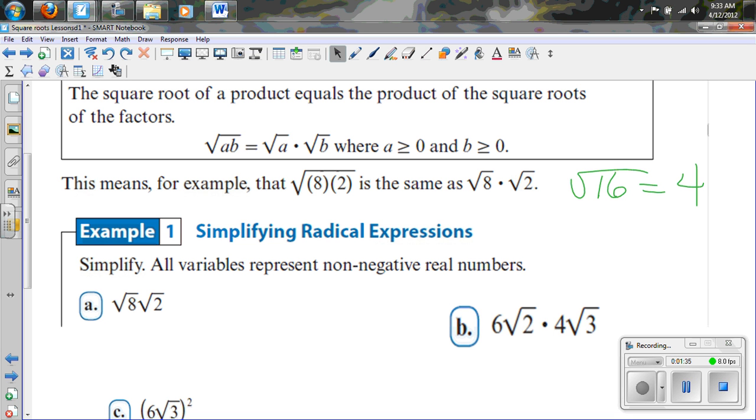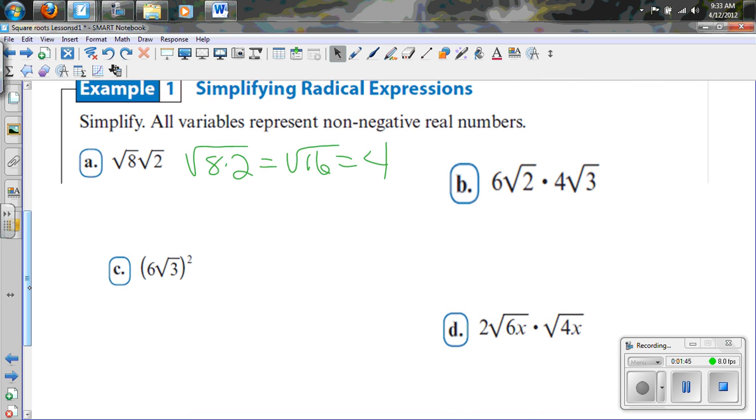So again, this is really the square root of 8 times 2, and that's the square root of 16, and that's 4. We can combine when we have things like 6 square root of 2 times 4 square root of 3. And we treat these like variables, so we're going to pull the 6 and 4 out front and rearrange. This is really 6 times 4 times the square root of 2 times the square root of 3. And so then we can combine those square roots. This is 24 times the square root of 2 times 3, which is 6. And we can't simplify that anymore, so we're all done.